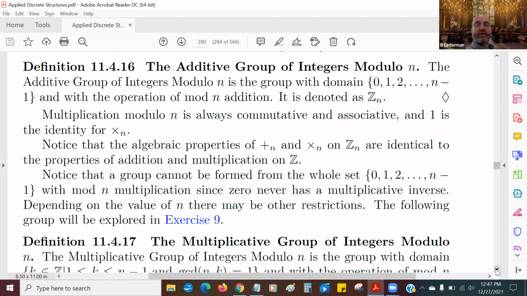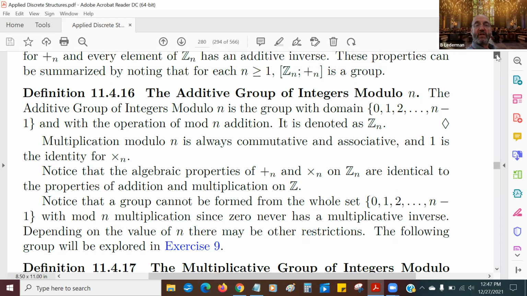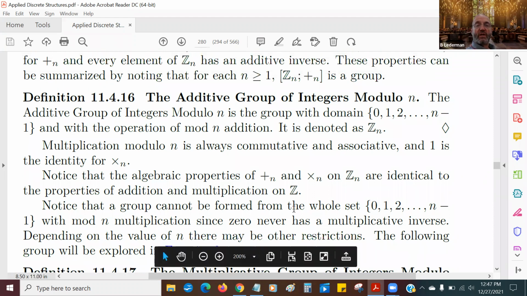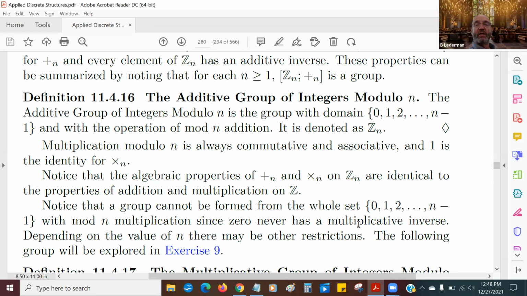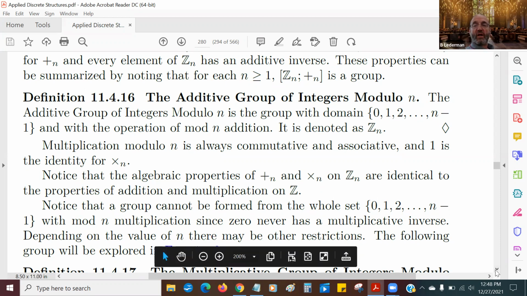But you can't make a group out of it because 0 will never have a multiplicative inverse. In other words, I can never multiply anything by 0 and get 1. So it won't be a group, but there's kind of a way that we can make a multiplicative group.